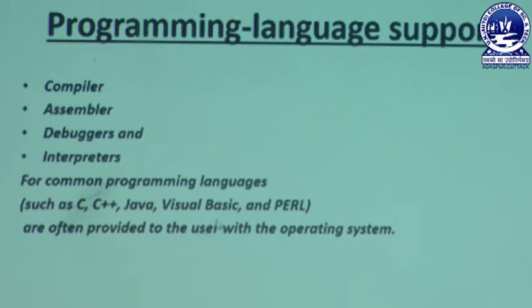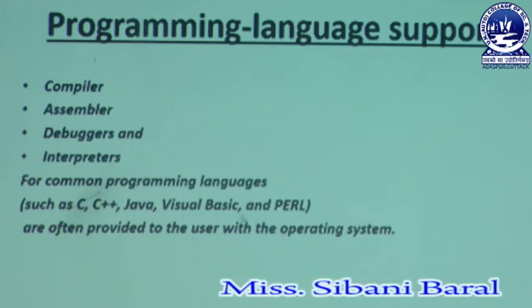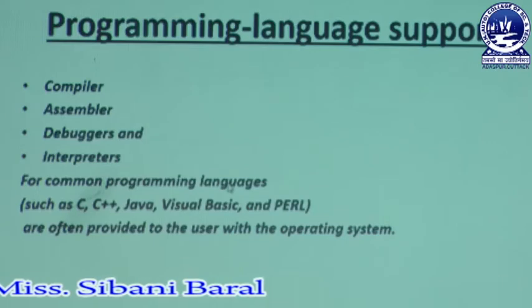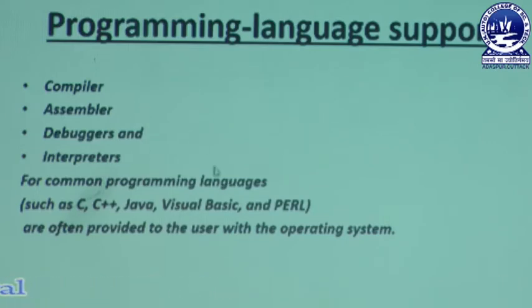Now, your system may have to compile and run programs that are written in these different languages like C, C++, Java, Visual Basic and so on. So, your system must have support for these programming languages, otherwise it will not be able to compile or run these kinds of programs. So, for that, system programs are used to support these programming languages.